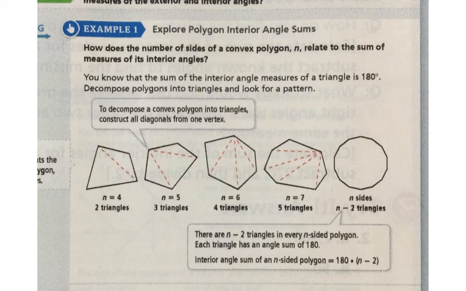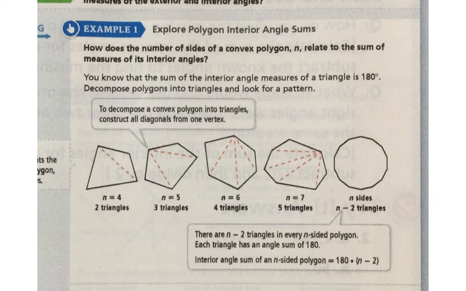Okay, so the way we learn it is think about a quadrilateral. In a quadrilateral, I can divide that into two triangles. How many degrees are in the first triangle? 180. How many degrees are in the second triangle? 180. So how many degrees are in the entire quadrilateral? 360 degrees in a quadrilateral.